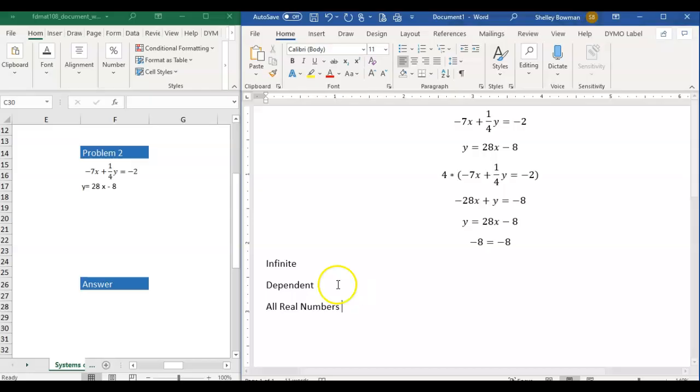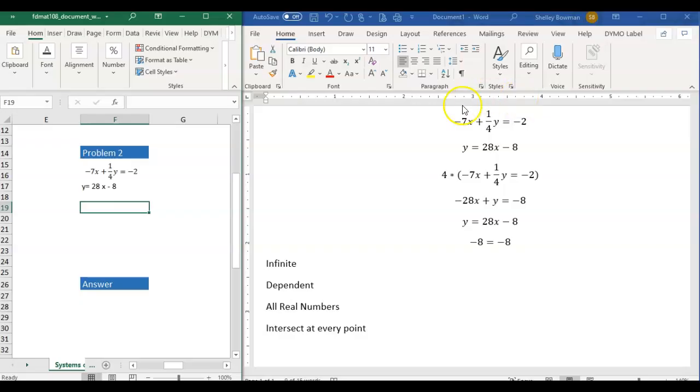All right, and so we could also say the same line. You know, I don't really like that one. So let's just say these intersect at every point. I like that better. So these are all good answers, and I would like your work in here. So if you want to do a screenshot of this and then insert it, that would be good, so that we can see your work over here.